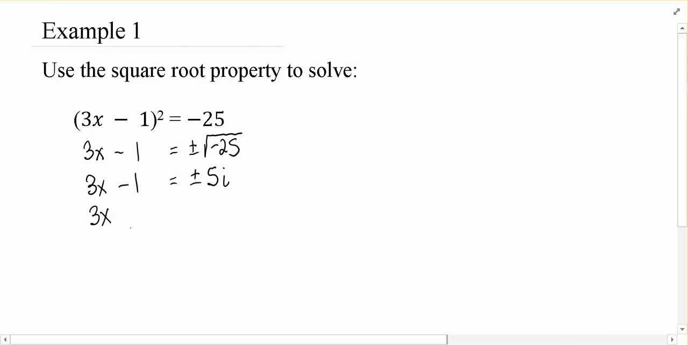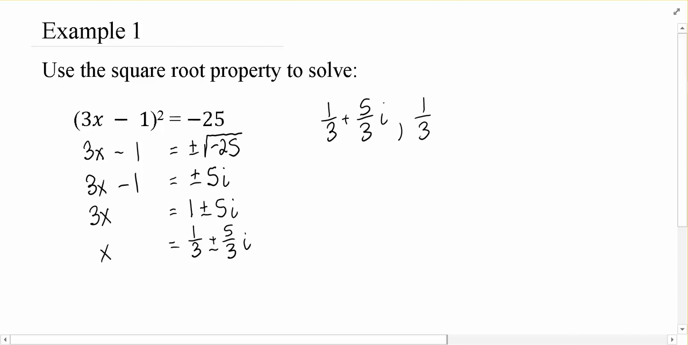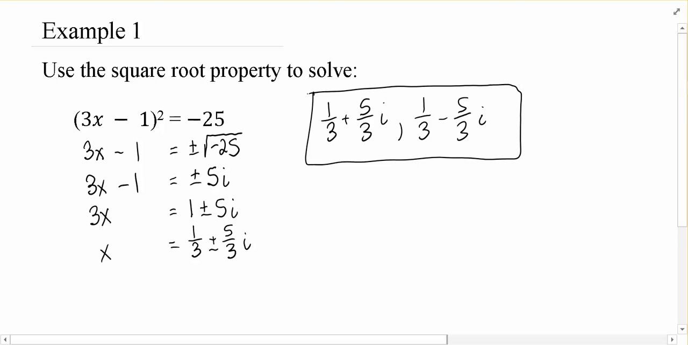We're going to solve for x by adding 1 to both sides and then dividing by 3. So this is in fact two separate answers because of the plus minus, and those two answers are 1/3 plus 5/3 i, as well as 1/3 minus 5/3 i. Those are our two answers that we would input into our homework system.